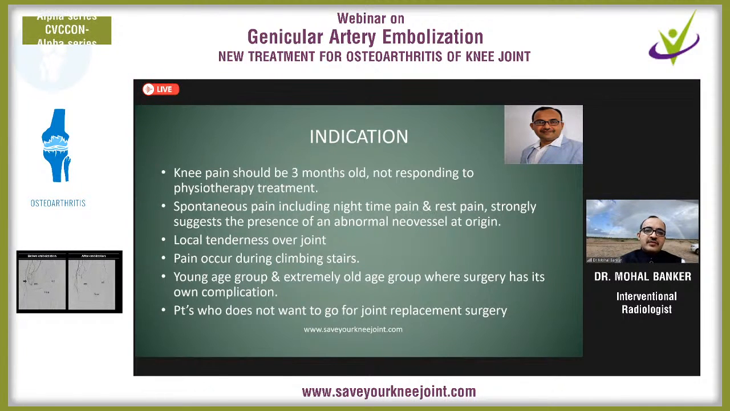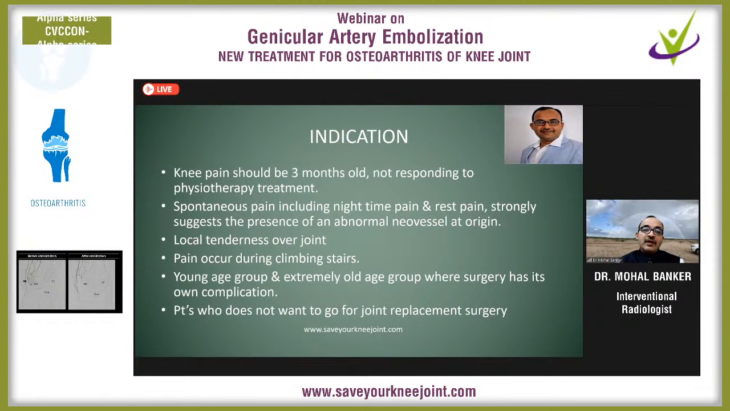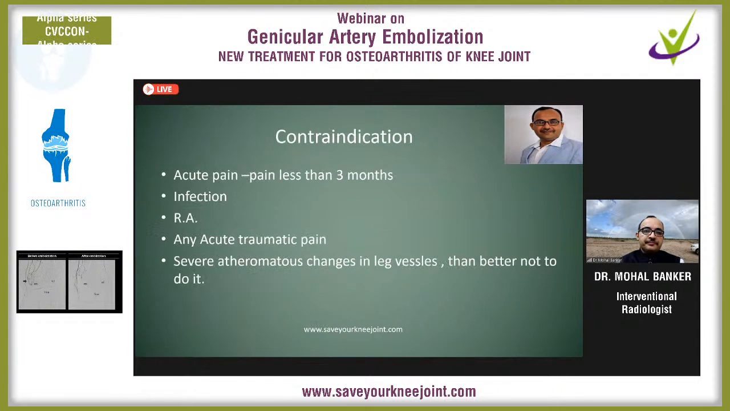Definitely, in young age group patients where natural joint preservation is a main concern, genicular artery embolization is really helpful. And for extremely old patients where the surgery itself is very high risk, for this kind of patient also genicular artery embolization is very useful. And definitely patients who do not want to go for a joint replacement surgery, for them this is a really blessing procedure. They get relief from pain due to osteoarthritis of the knee joint with this procedure.